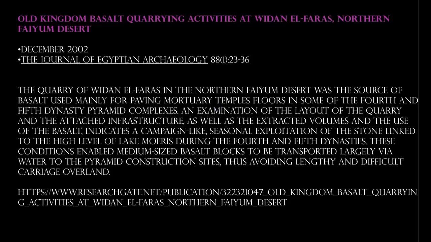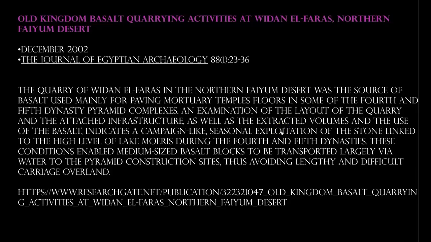And the black basalt stones that were used in the construction of the Egyptian pyramids and adjacent temples are 100% natural rocks that were quarried from a site called Wadi al-Faras. As you can see here in this article, Old Kingdom basalt quarrying activities at Wadi al-Faras in the northern Fayum Desert. And I will read this section verbatim. The quarry of Wadi al-Faras in the northern Fayum Desert was the source of basalt used mainly for paving mortuary temple floors in some of the 4th and 5th dynasty pyramid complexes.